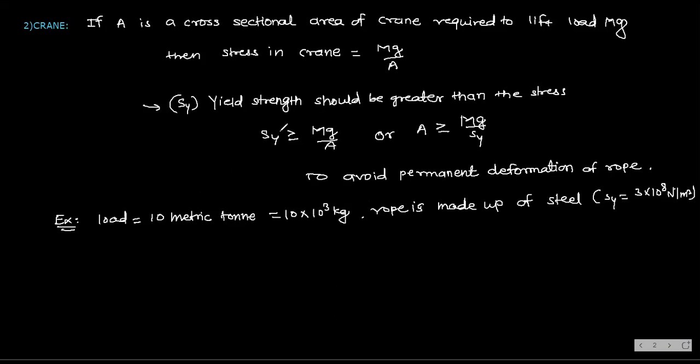Then I want to find the area. How much area should you get? A should be greater than or equal to mg by Sy. So mg, how much are we having? 10 into 10 to the power 3, divided by Sy, how much? 3 into 10 to the power 8. So this is equal to how much? 3.3 into 10 to the power minus 4.